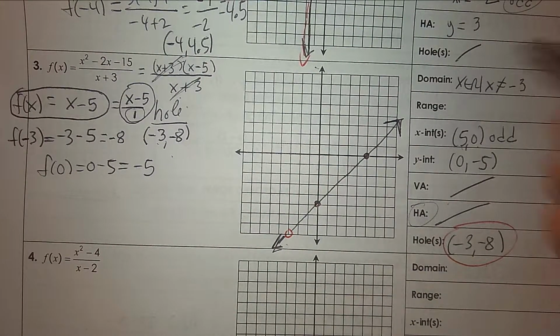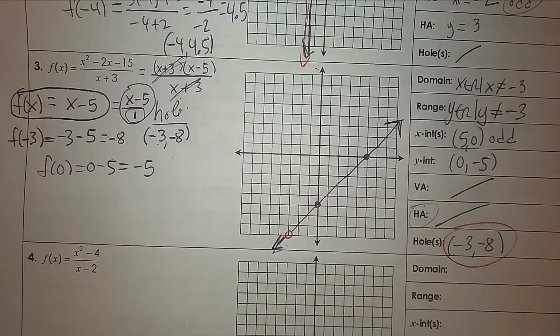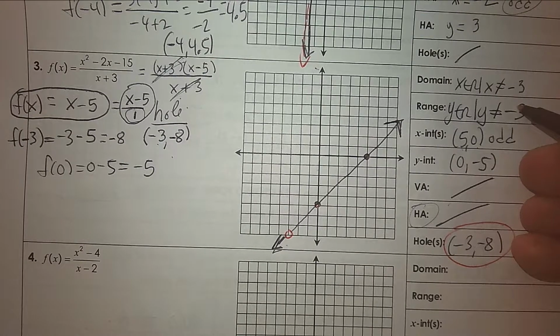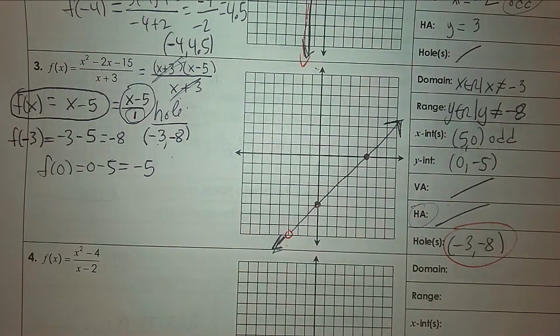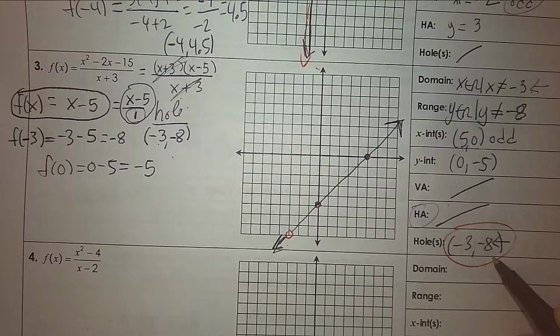So what is the range then? What's the only y value it cannot be? Not -3, but negative, oops. What's the bad y value? -8, right? So x can't be -3 and y can't be -8 because it's an undefined point.